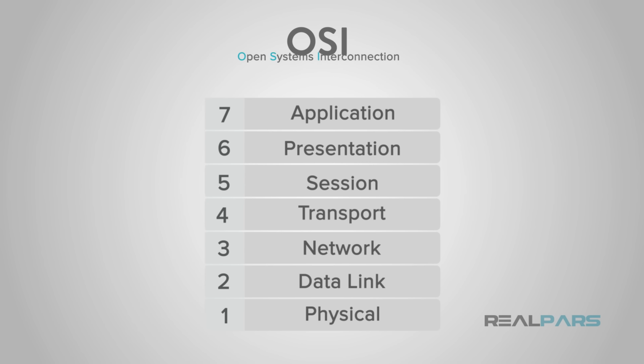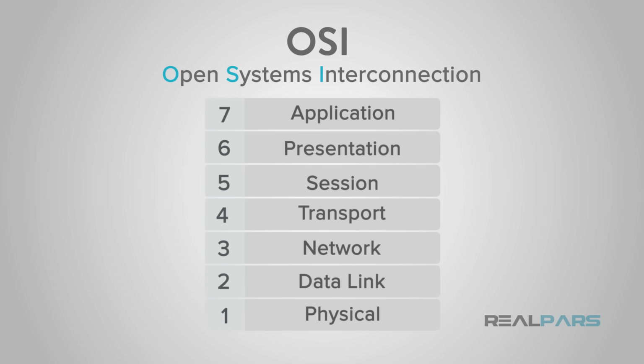OSI stands for Open Systems Interconnection and is a conceptual framework for how applications communicate over a network. There are 7 layers within the model, and the layers' depiction is used to help users identify what is happening within a networking system.